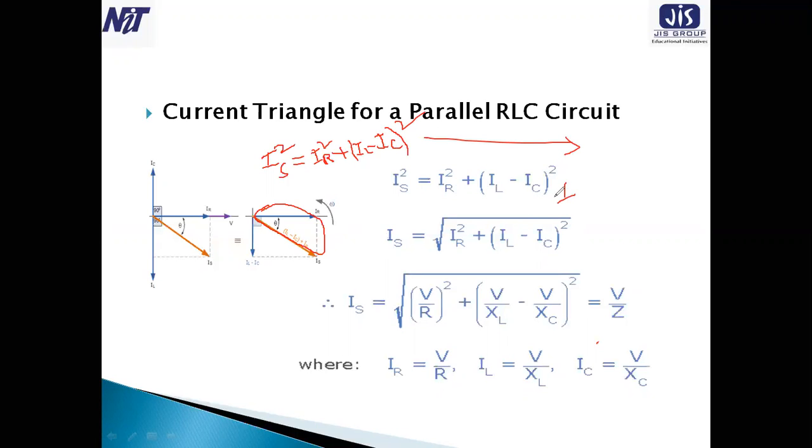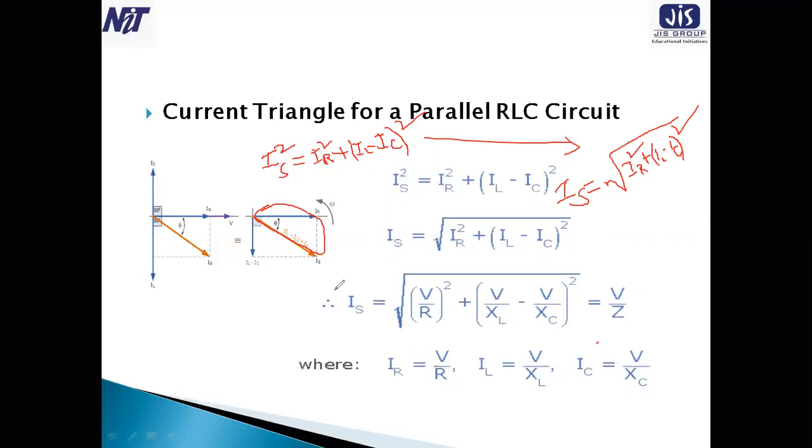Okay, so now from here we can easily write IS will be equal to root over IR square plus (IL minus IC) whole square. So in this way we can find the value of the resultant current or the total current of the circuit with the phasor diagram.